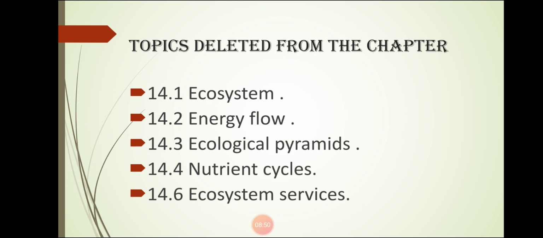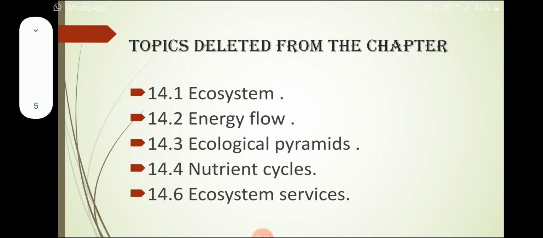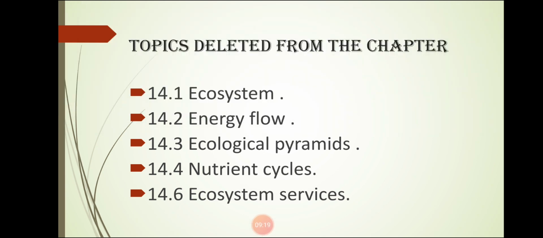Now let us focus on the topics that are deleted from this chapter: 14.1 ecosystem, 14.2 energy flow, 14.3 ecological pyramids, 14.4 nutrient cycles. All three cycles are deleted, that is phosphorus cycle, carbon cycle and nitrogen cycle. And 14.6 ecosystem services. So all these topics are deleted, which means a major part of the chapter is deleted.